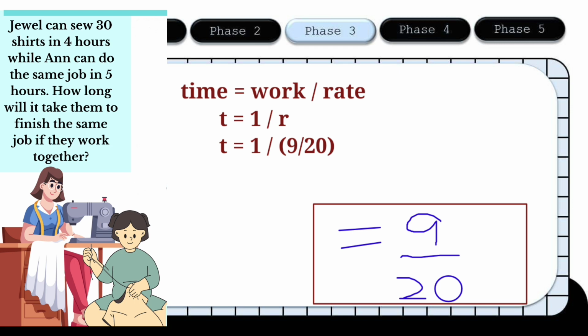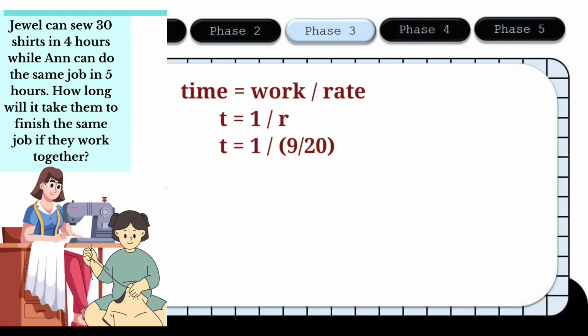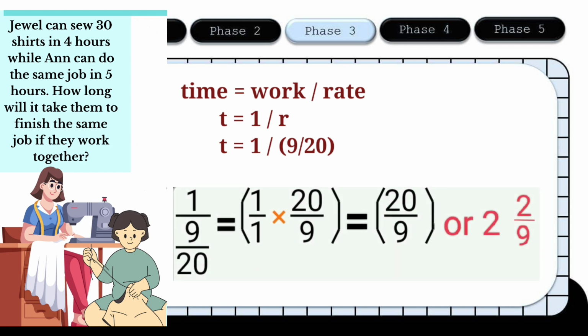So now na-compute na natin yung rate which is 9 over 20, papalitan lang natin yung R natin ng 9 over 20. So we will have time is equal to 1 over 9 over 20. Ngayon, division ang ating ipe-perform sa kasong ito. At madali lang siya. We have 1 divided by 9 over 20. So this is equal to 1 over 1 times reciprocal ng 9 over 20. That's 20 over 9. And it is equal to 20 over 9 or 2 and 2/9.